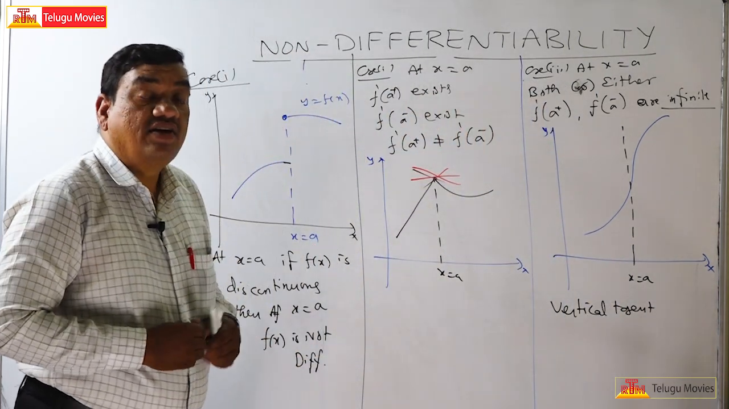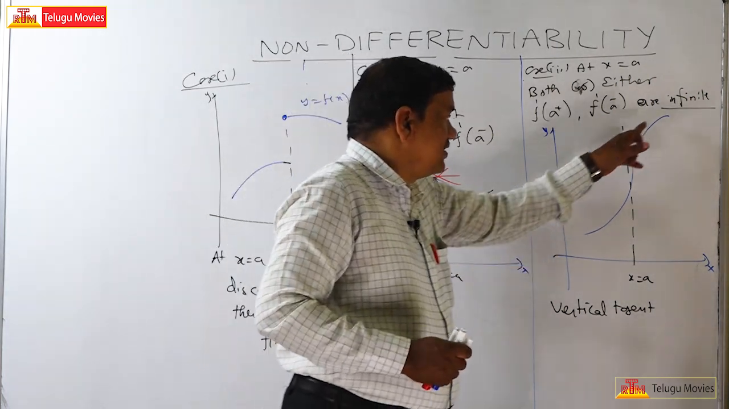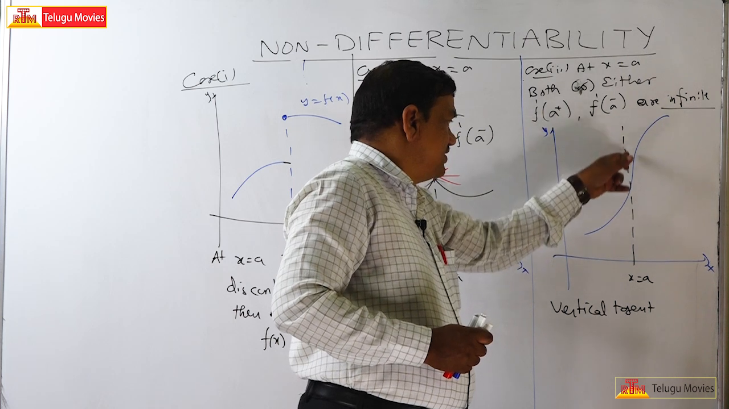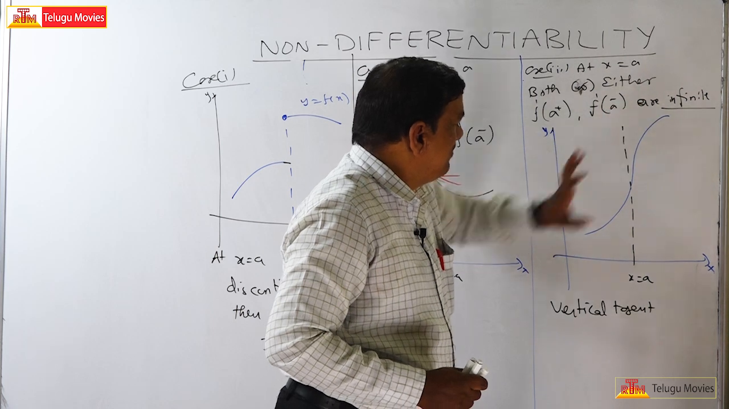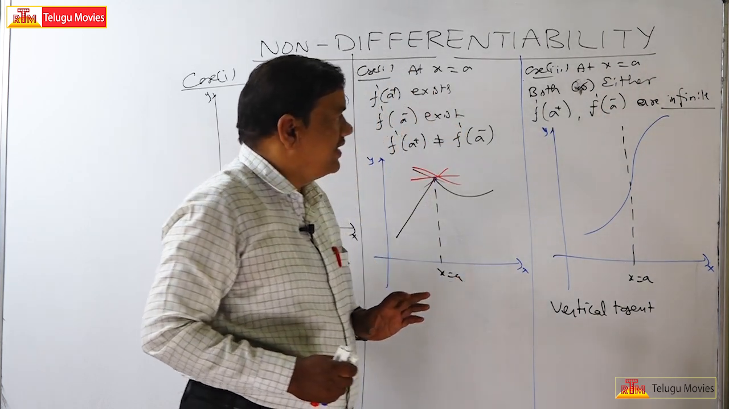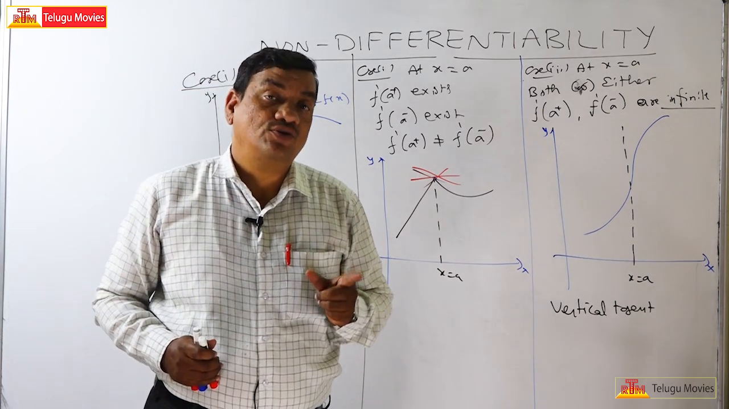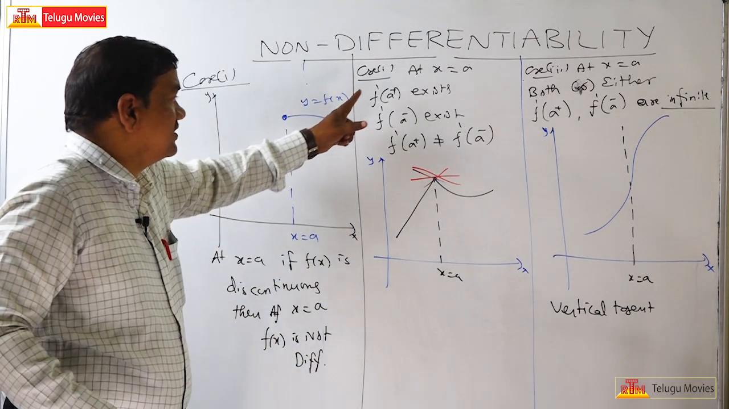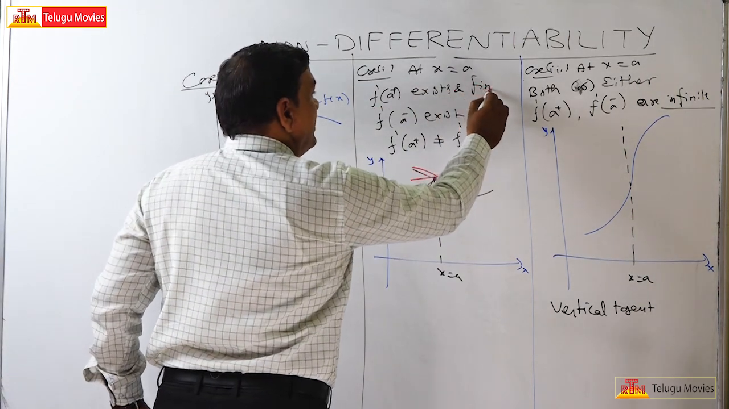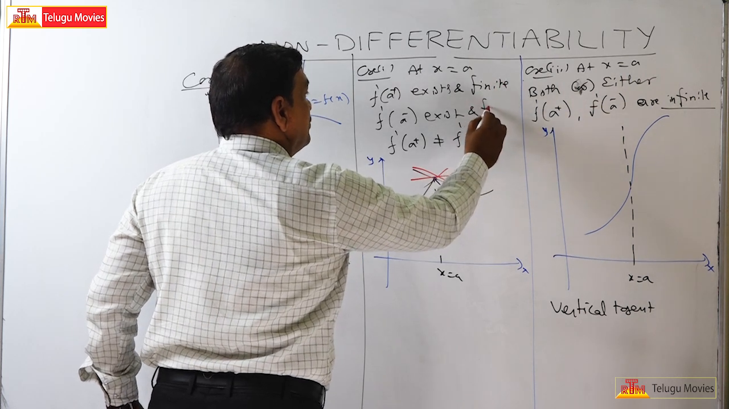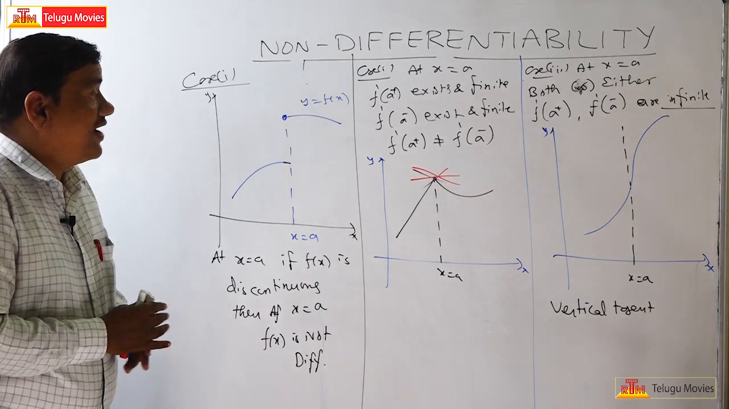In which case will the vertical tangent come? For this graph it is a tangent, and for this one it is a tangent. So if you find f dash of a plus and f dash of a minus, either or both are infinite. Infinite you should get, not finite. Finite means the limit exists and should have a finite value. Not only simply existing, but it should have a finite value.